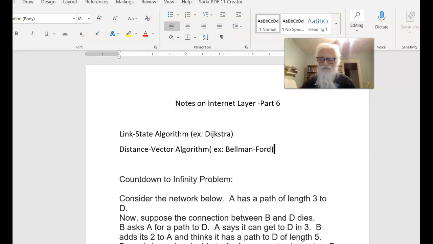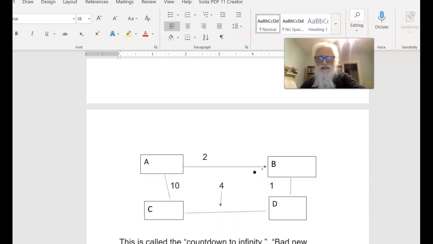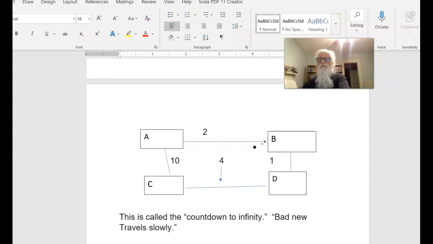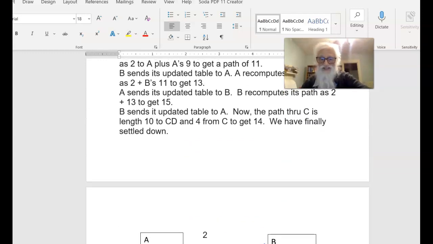Now, there's an interesting problem, especially with, say, the Bellman-Ford algorithm. It's called the countdown to infinity problem. To illustrate it, I'm going to take this example here. If you look there, that's a simple network. And we have two paths that A could take to D. But when we do any reasonable algorithm, the path is going to be A to B to D. It's length 3, and the other one is length 14. So we don't want to take the 14.